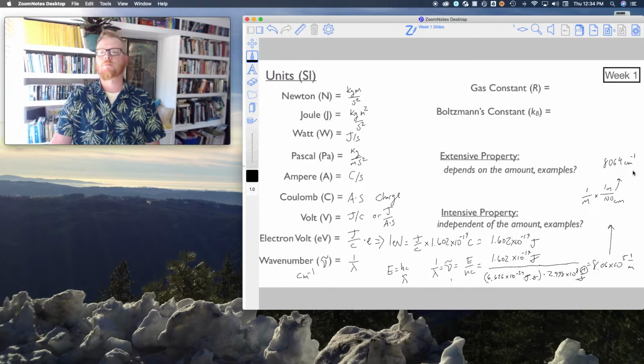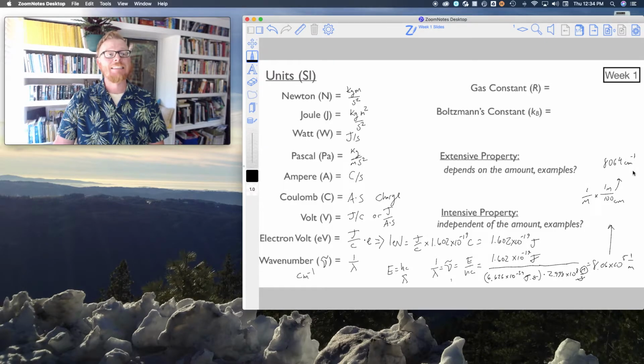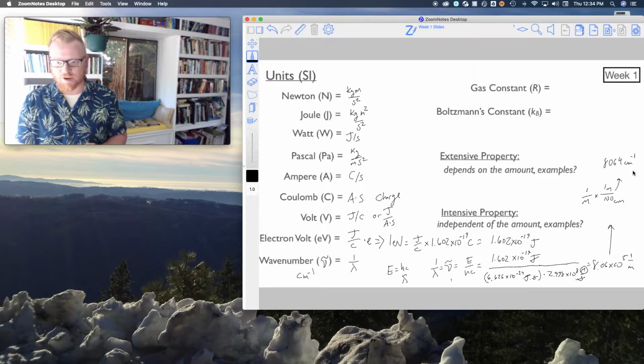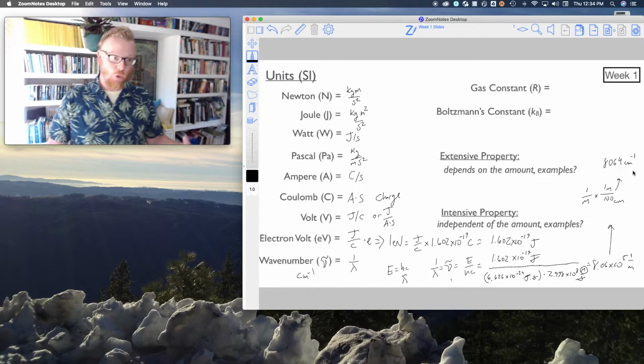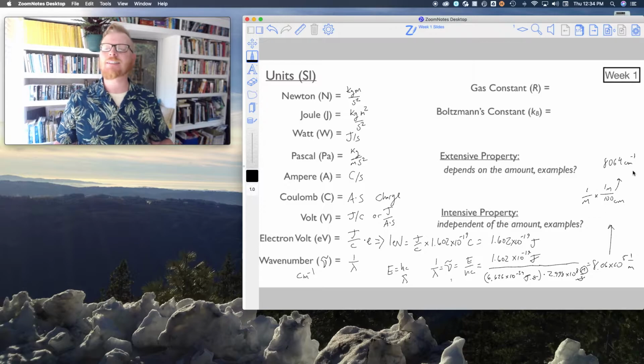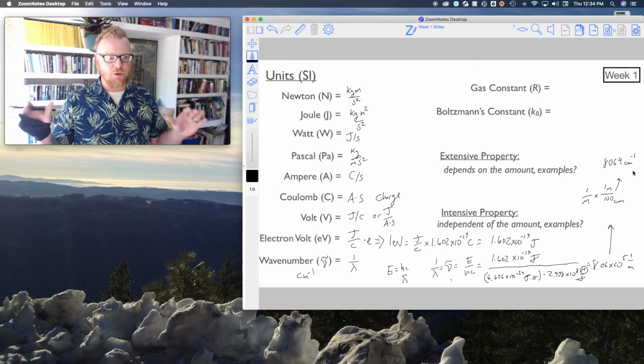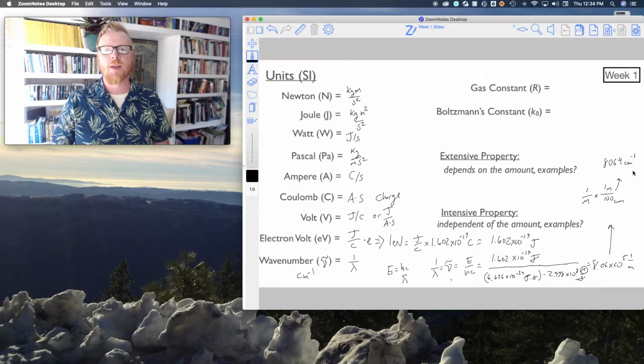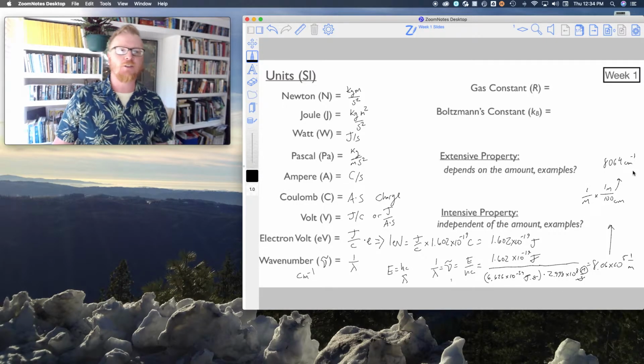Okay, so I got 8,064 inverse centimeters, 8,064 wave numbers for 1 electron volt. I'm not going to ask you to memorize stuff, but I think it's generally pretty nice to have an internal scale, if you will. What is 8,000 wave number? What is 1 electron volt?